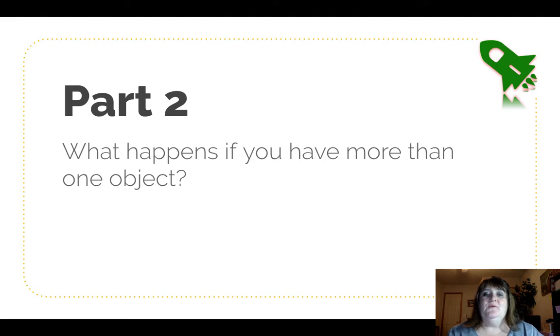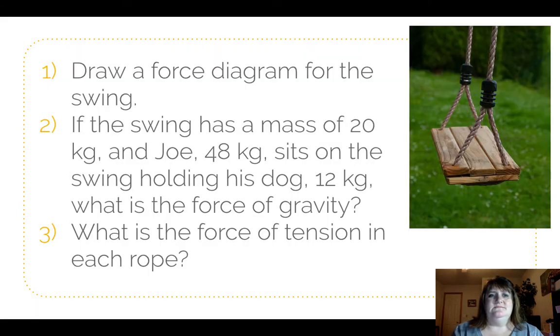Part 2. What happens if you have more than one object? Again, we're going to draw a force diagram. We're going to find the force of gravity, and then we're going to find those forces of tension. And we're going to go based on this swing having 2 ropes holding it up.